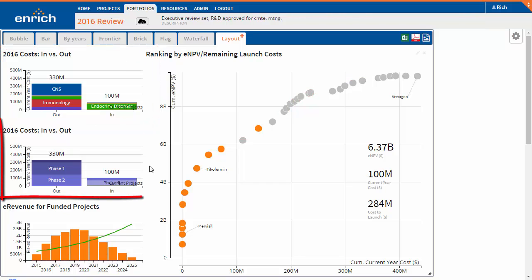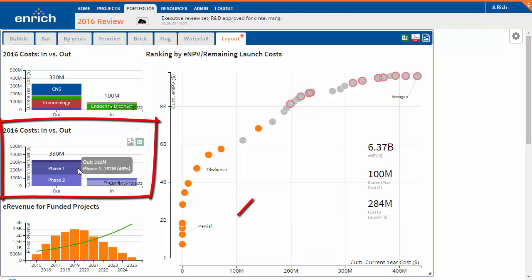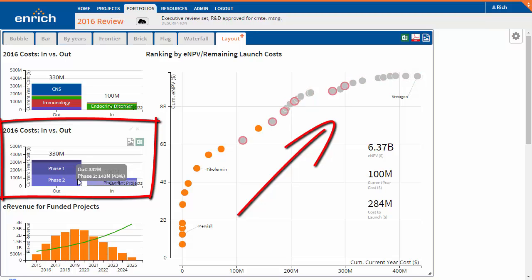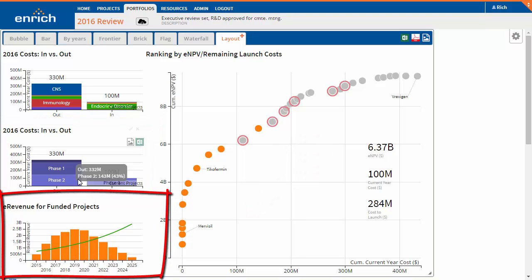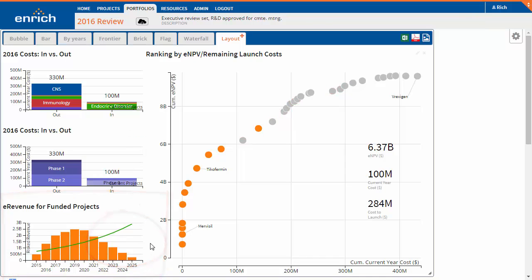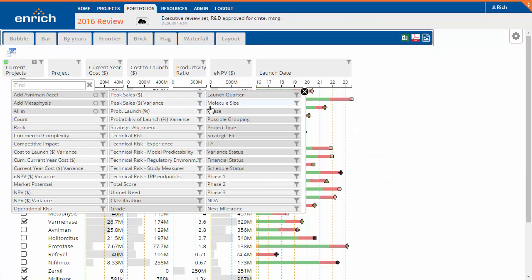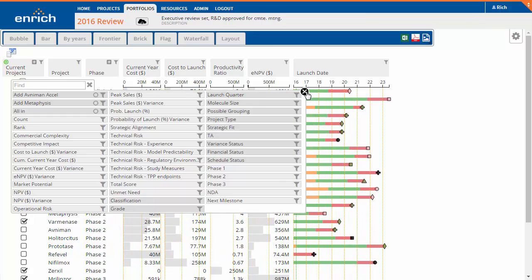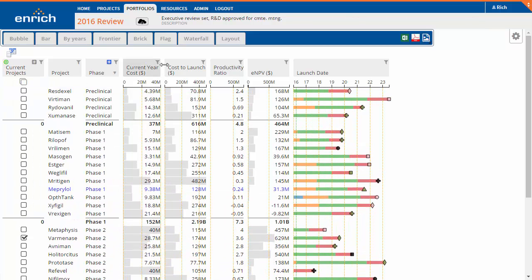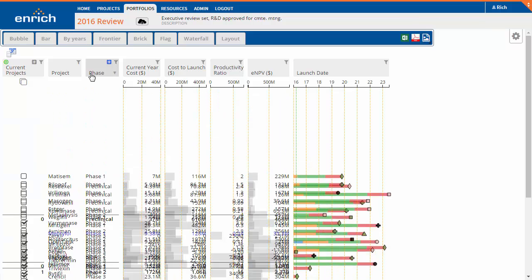Probably not. Looking by phase, we've also defunded our earlier stage projects, phase 1, and our phase 2 projects. Probably also not what we intended. Finally, we can see we're not meeting our long-term revenue goals, which is unsurprising since we defunded so many early phase projects. So what can we do? Well, let's group our projects by phase. And let's sort by productivity ratio.